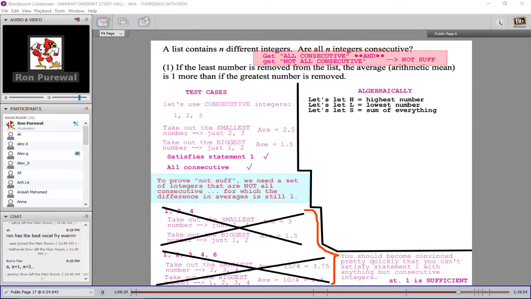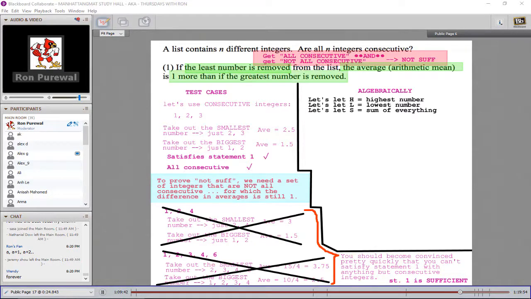But let's talk about this. And we can't let these be consecutive because then it's not going to prove anything. Let's write this statement algebraically. Let's just do that. The average when the least number is removed is one more than the average when the greatest number is removed.